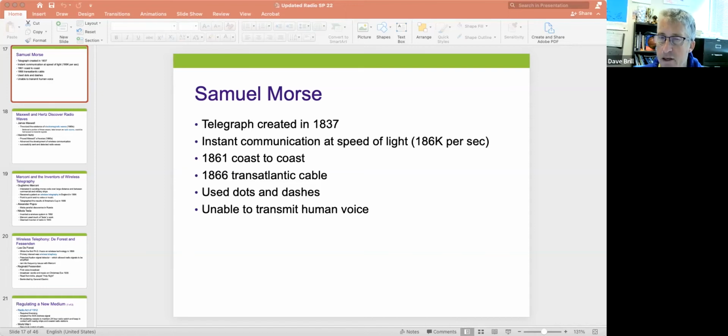The interesting thing, though, is that at this point, it was unable to transmit the human voice, right? It was a code, basically. And it wasn't wireless, which becomes kind of important, because when this wired system comes along, now we start to see some scientists, physicists, inventors, that take Samuel Morse's idea and start to tinker, okay?